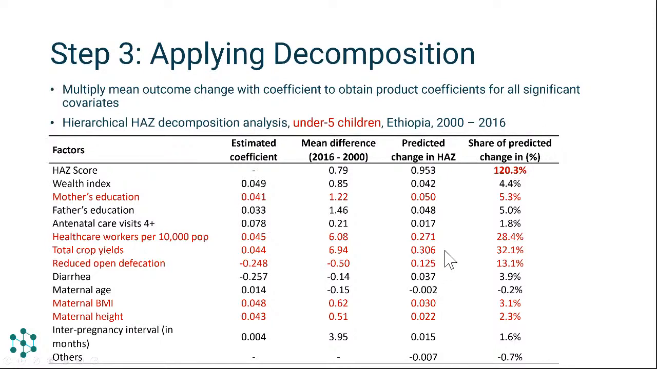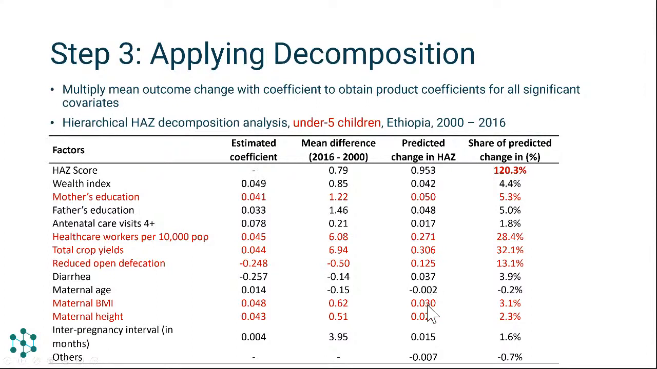So some of the other drivers that have a strong impact, not as high as healthcare workers and total crop yield, but still significant and notable, are reduced open defecation, and mothers' and fathers' education, about 0.05. So significant but smaller effect. If we pull that together, it's about 0.1. So there's a notable effect there too.